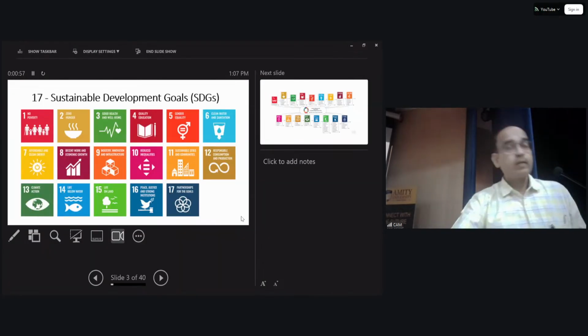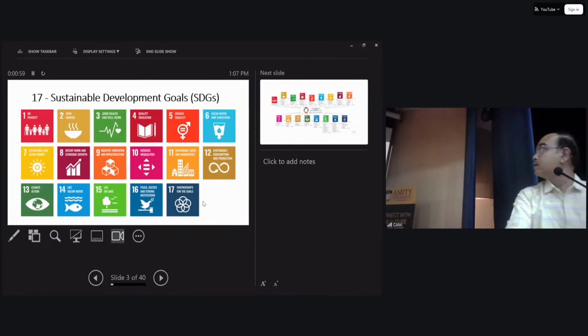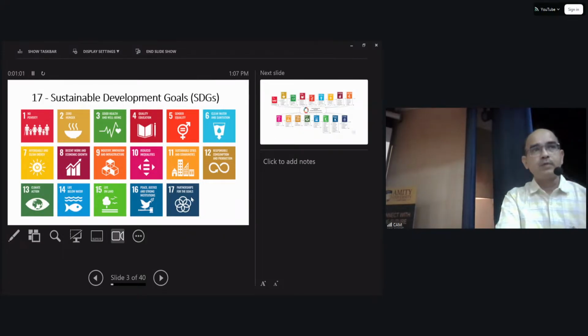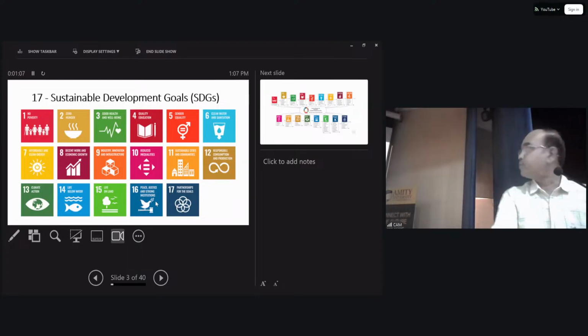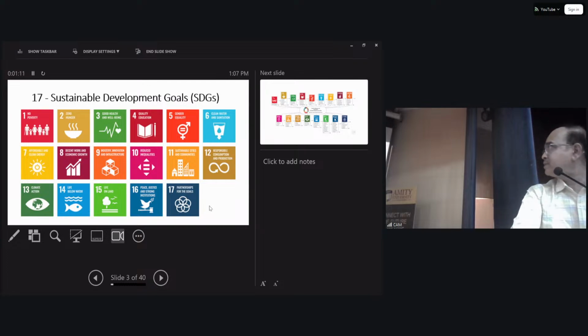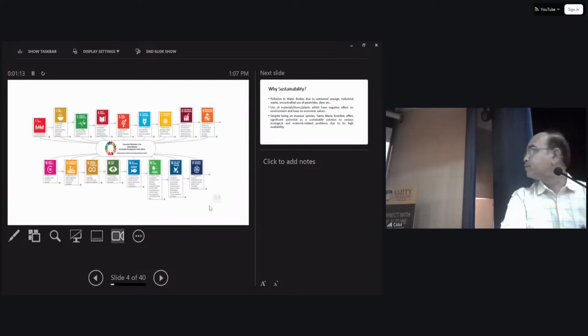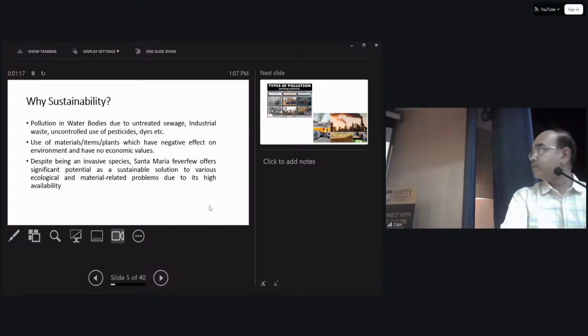Okay, sorry. There are 17 SDGs, as is well known to all of us, and there are almost 169 targets given by the UN for these SDGs. I am going to deal with only one specific goal, that is clean water and sanitation. There are certain things written here, but because of lack of time, I will not discuss this.